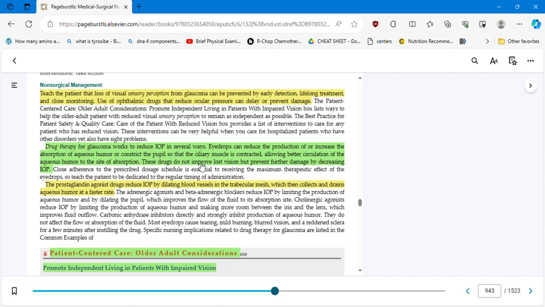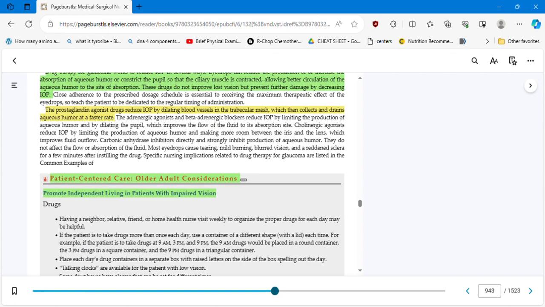That's important to know. These drugs do not restore lost vision. When you get into a stage of glaucoma, some vision is lost already, but these prevent further damage by decreasing the IOP. The prostaglandin agonist drugs reduce IOP by dilating blood vessels in the trabecular mesh, which then collects and drains aqueous humor at a faster rate.